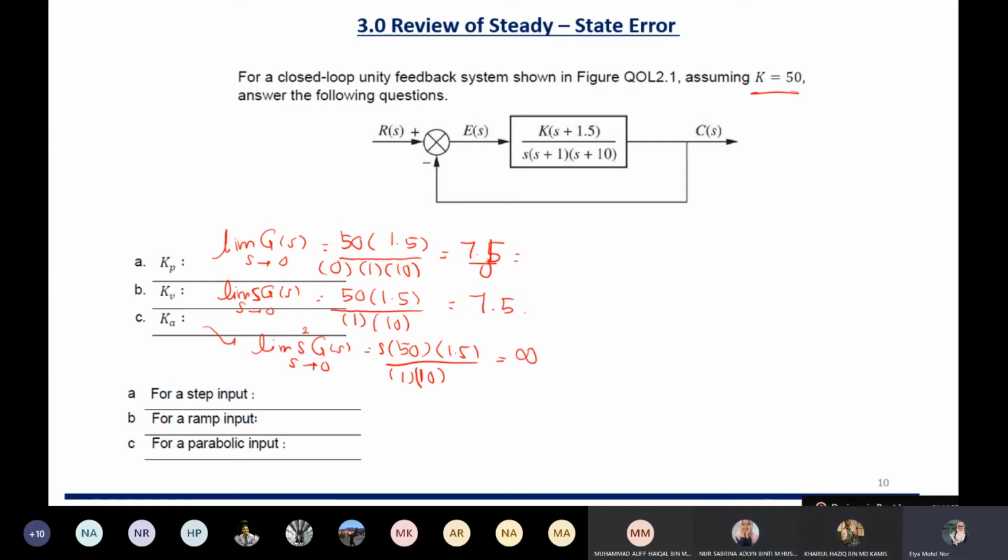Alright, so what is the error for the step input? For the step input it is 1 over 1 plus Kp. For the ramp input, it will be 1 over Kv. And the error for the parabolic input will be 1 over Ka. Those are the things that you need to understand first.